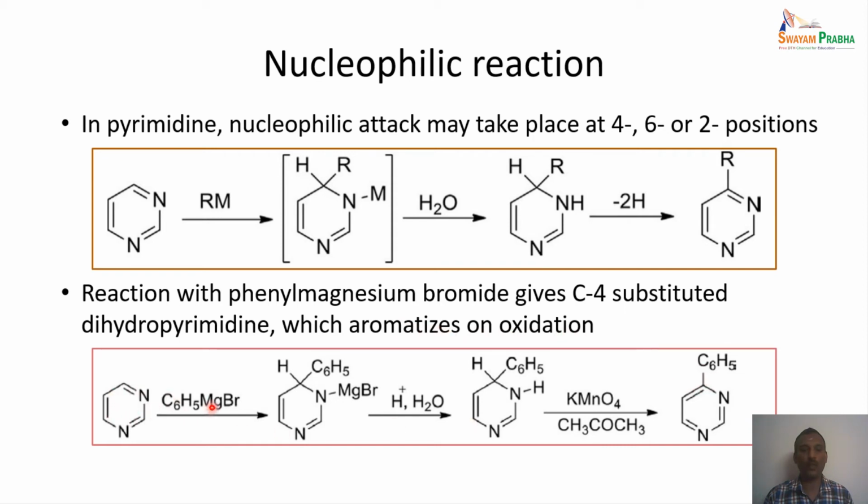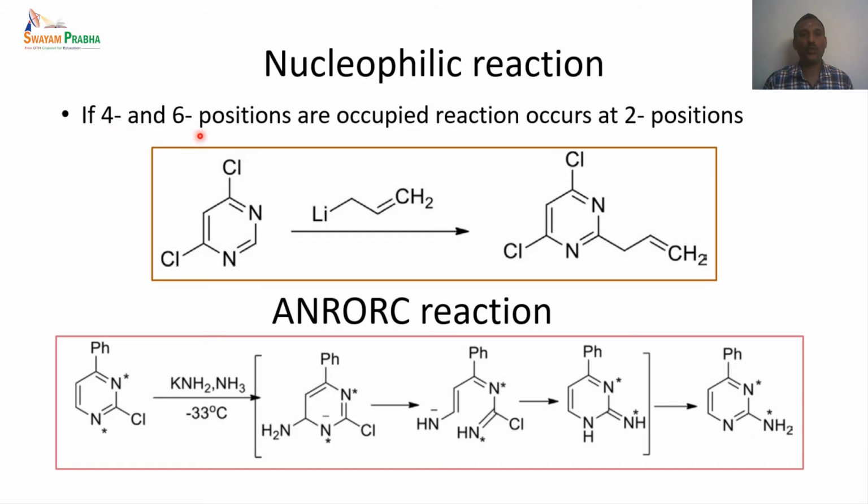So when we start with pyrimidine, treat with phenyl magnesium bromide, the 4 position is the place where the nucleophile attacks first, and this undergoes re-aromatization by treatment with a strong oxidizing agent. If the 4 and 6 positions are occupied, then the reaction occurs at the 2 position, because 2 position substitutions are not very common. So unless the 4 and 6 positions are blocked, the nucleophilic substitution does not take place on the 2 position. So this is an example of the nucleophilic substitution happening at the 2 position because the 4 and 6 positions are blocked.